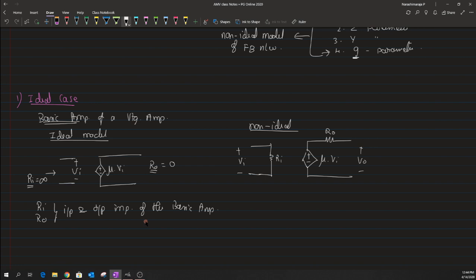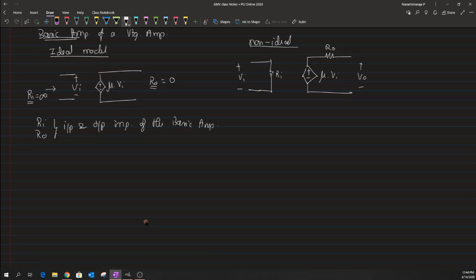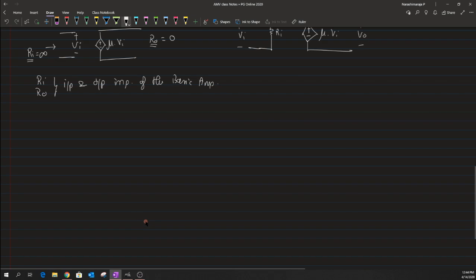So now we'll use this non-ideal model of the basic amplifier and put it into a feedback network, where the source signal as well as the feedback network will be an ideal network. Okay, so let me do the same. So this is my closed loop amplifier, or in short I will call it a feedback amplifier.